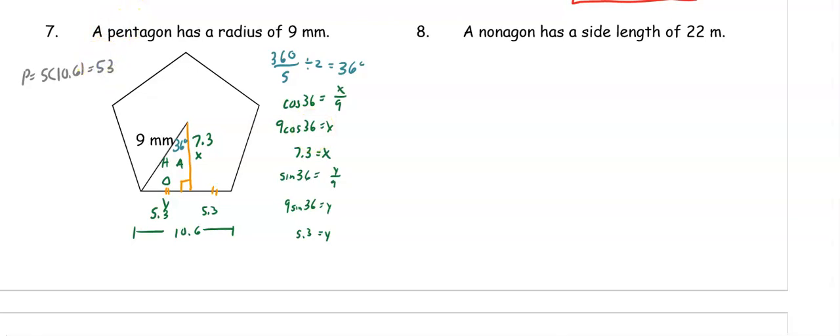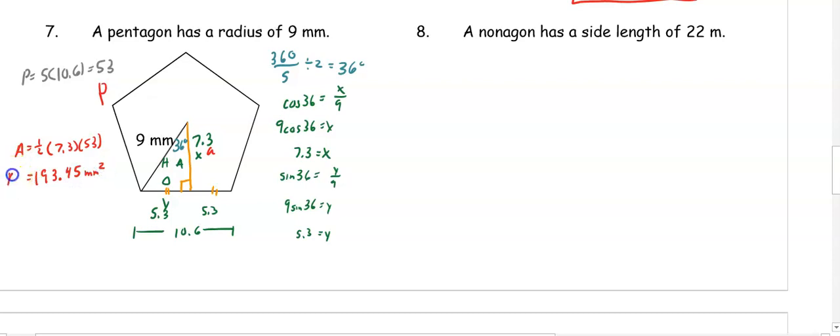And we have our apothem. So if we have our apothem, we have our perimeter, we can now do the area. So the area is equal to 1/2 times 7.3 times 53. And that's going to get us 193.45 millimeters squared.